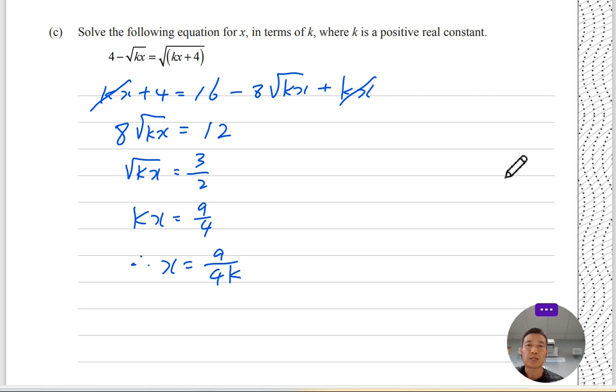Hence, square root of kx becomes a 3 over 2. And you square both sides, leaves a kx equals 9 over 4. Hence, x equals 9 over 4k. So times by 1 over k on both sides leaves the answer.